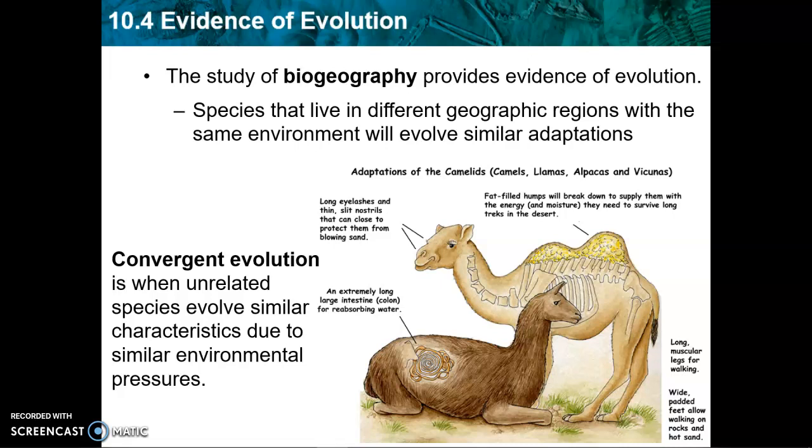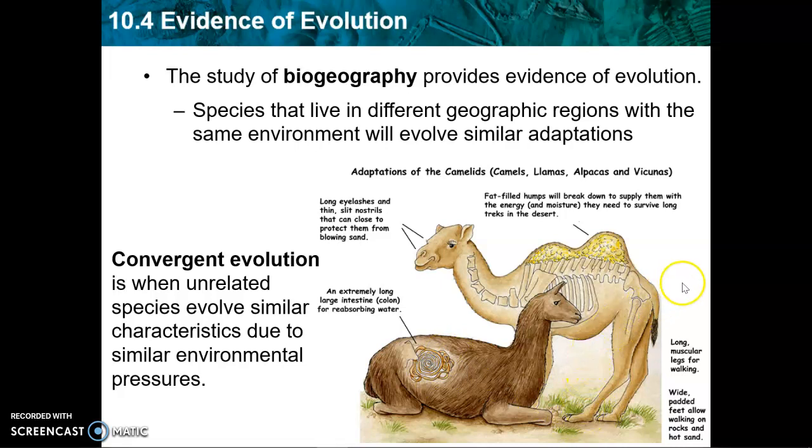So one example of that would be the different species of camelids, which you see here. Things like camels, llamas, alpacas, vicuñas. Those are all organisms that have a very similar body shape. They tend to have fat-filled deposits on their back that they can break down over time to supply moisture and energy. They tend to live in sandy, dry environments, so they would have long eyelashes to keep the sand out of their eyes, have a very long intestine so that it really helps in the reabsorption of water. They have padded feet to help them walk on the sand.